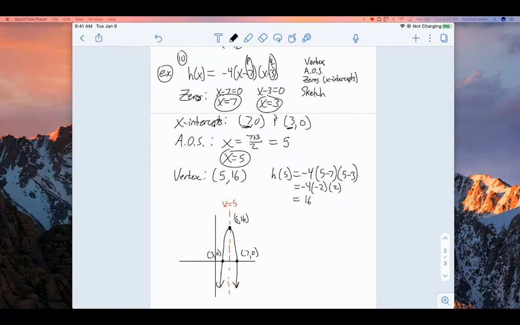On question 10, it does ask for domain and range. We'll do those tomorrow, and we'll call this good for now. That is it for today.